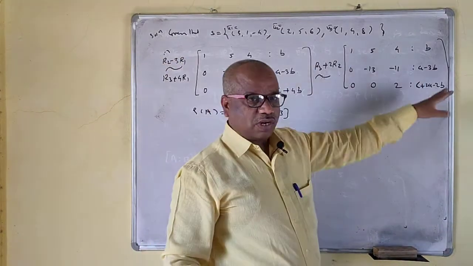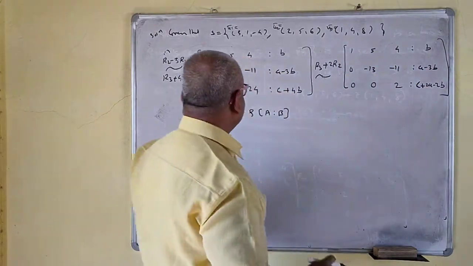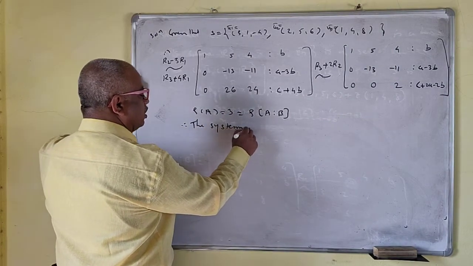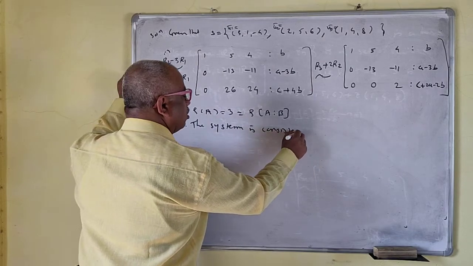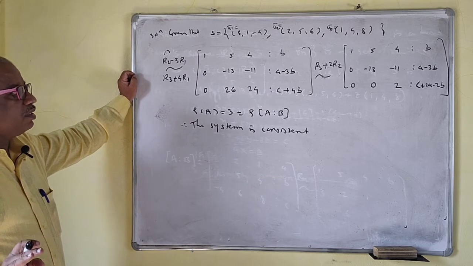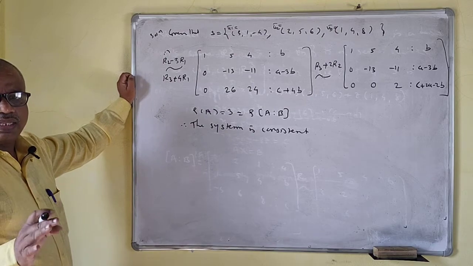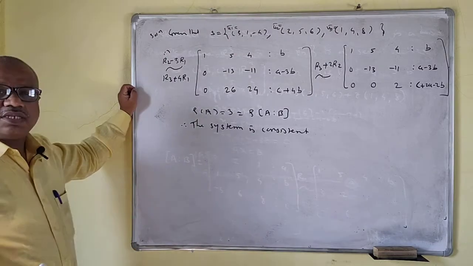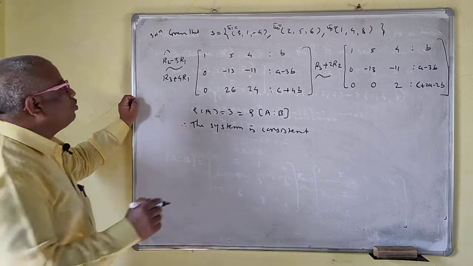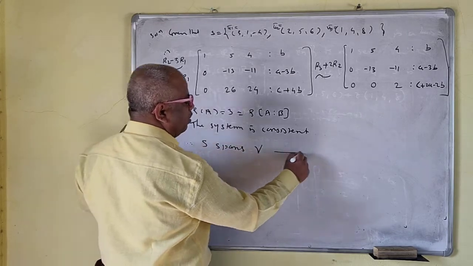Because the rank of AB, we assume the full matrix, including the fourth column also. So the rank of A equals the rank of AB, therefore the system is consistent. No need to find the value of x, y, z in terms of a, b, c, because we only want to judge whether this spans V or not. If the system is consistent, that means your x, y, z exist. So directly we can write that S spans V.